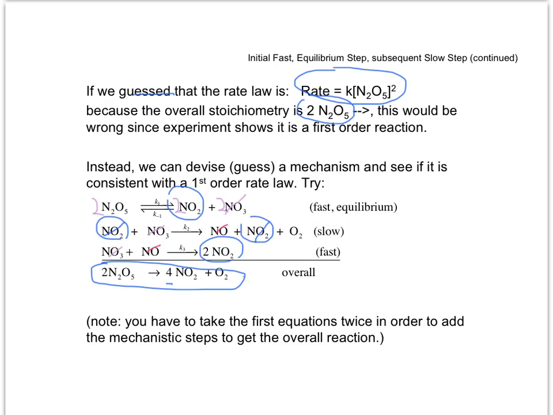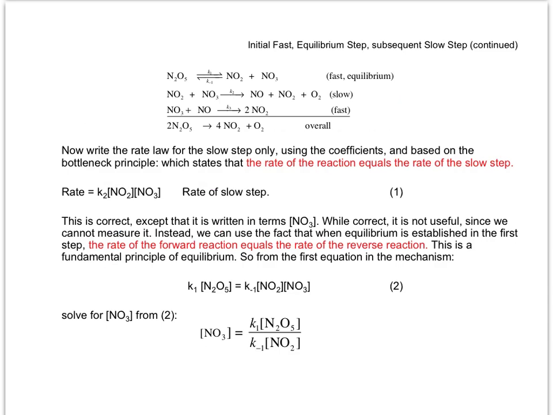let me write this in black here. From here, you would say rate is equal to k2 times [NO2] times [NO3]. So that's the rate of the slow step. Okay, and that's where I pick it up on the next slide.